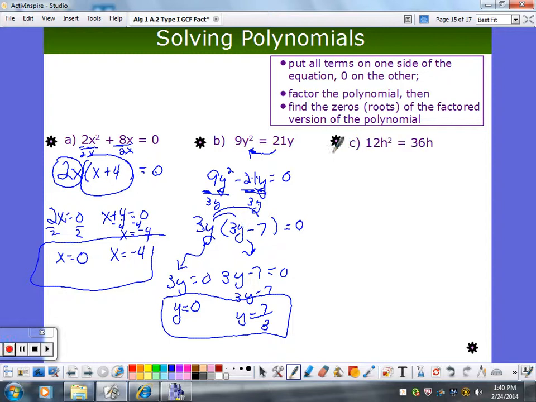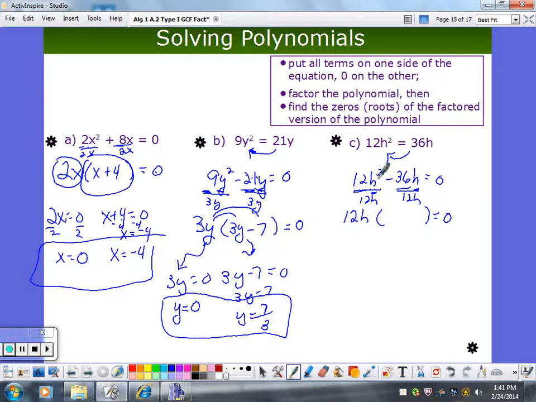Let's do another one. I'll see if I can hone in on your question here. I want everything on one side. Subtract that 36h. The greatest common factor of the 12 and the 36? 12, right? Now the h squared and the h. Okay, so stay with me for a minute. What am I going to divide by? Quinn. Right? Good. And that's what goes inside when I reverse distribute.